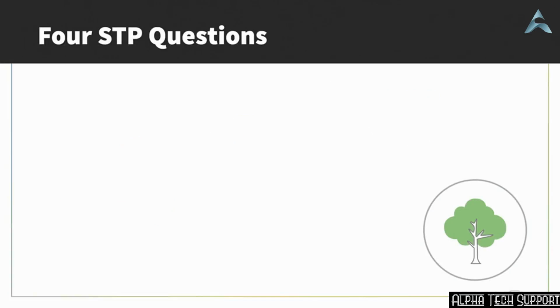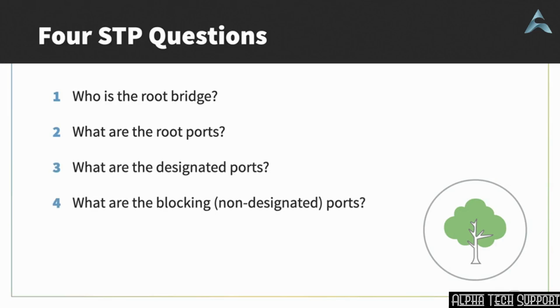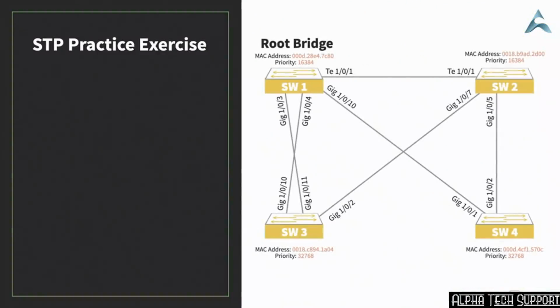In this video, we want to get some practice identifying the port states of a spanning tree topology. And you might remember there are 4 questions we ask. Number 1, who is the root bridge? Then we identify the root ports, the designated ports, and then the blocking ports. To begin with, let's ask, who is the root bridge? I encourage you to take a look at this topology and determine who is the root bridge based on the priorities and MAC addresses provided. And if you need to, feel free to pause the video while you figure it out.